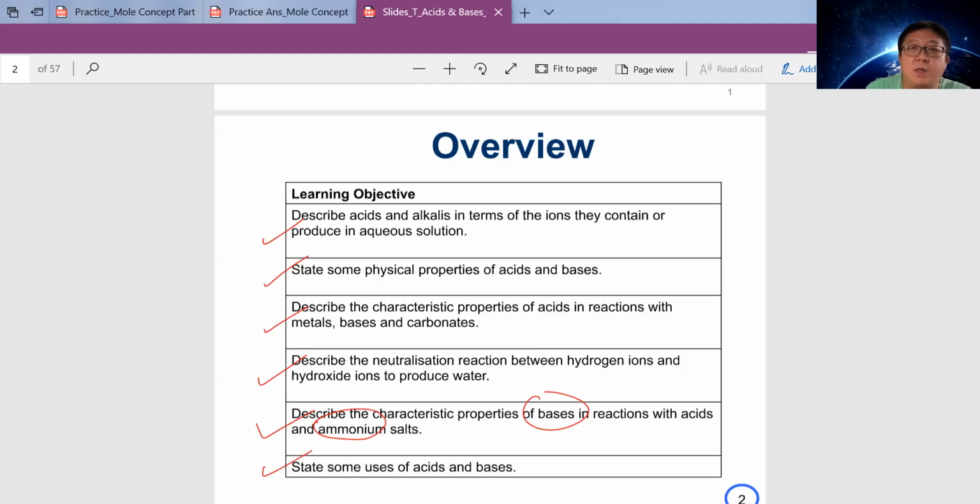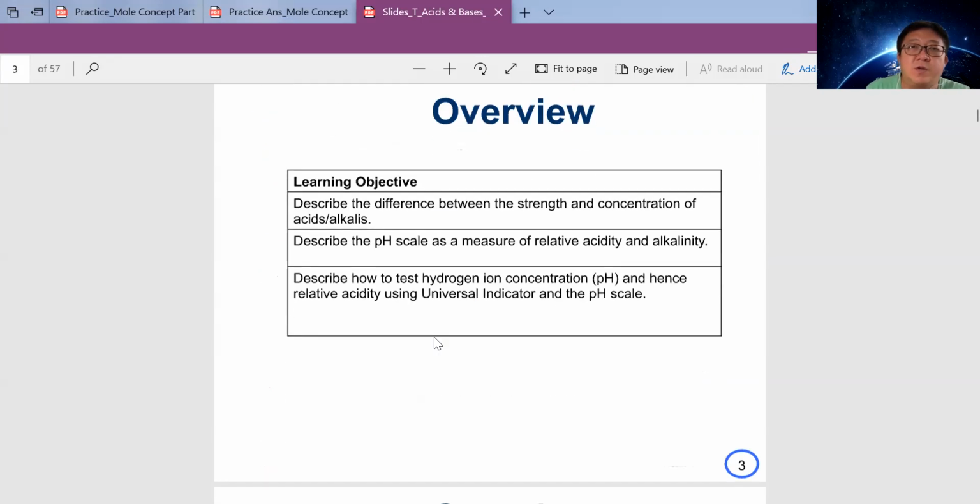State some uses of acids and bases. Then we go on to differences of strength and concentration. What is a weak acid but concentrated? What is a diluted acid but strong? What is a concentrated strong acid, and so on. There are a few things that we will cover under strength and concentration. Then pH scale, and how to test for hydrogen ion and relative acidity using universal indicator and the pH scale. Anything you're not familiar with, let's say your teacher taught you in school and you are not very sure, you want me to unpack further, let me know.